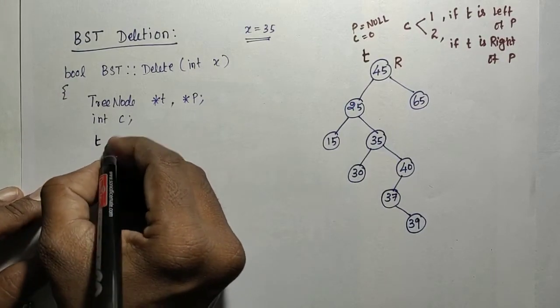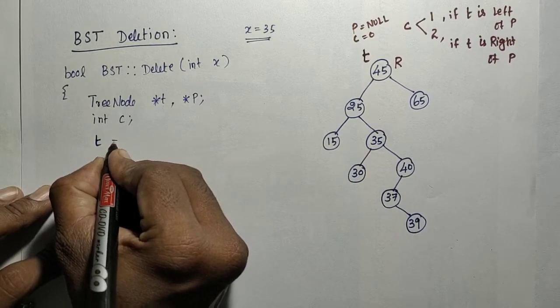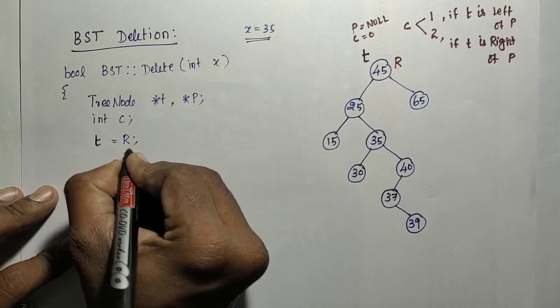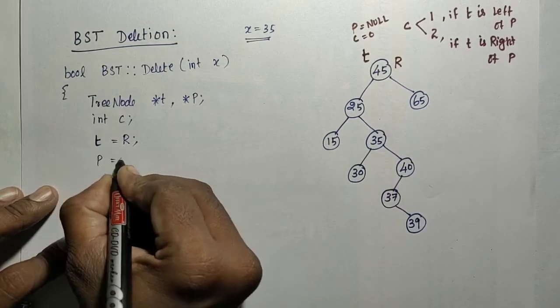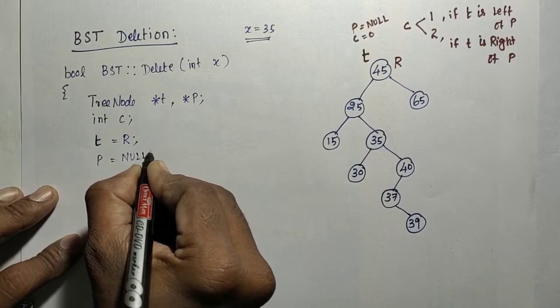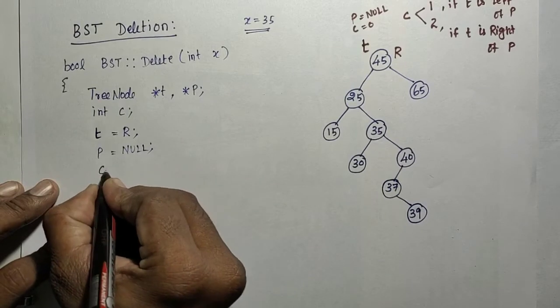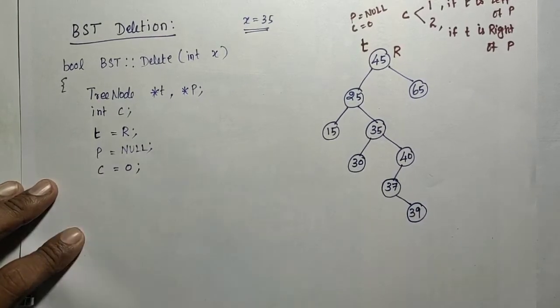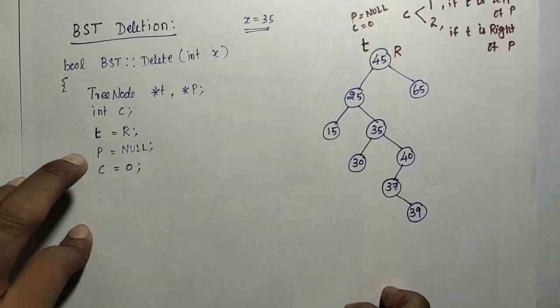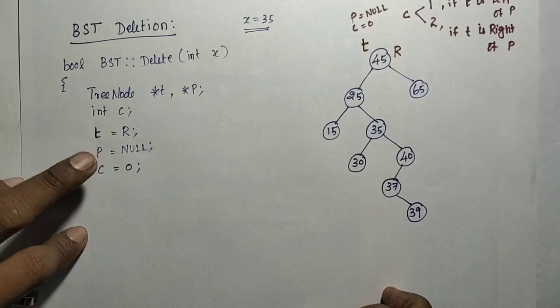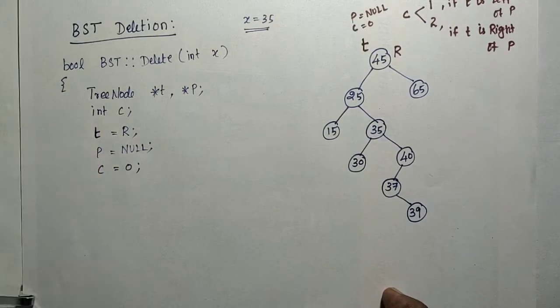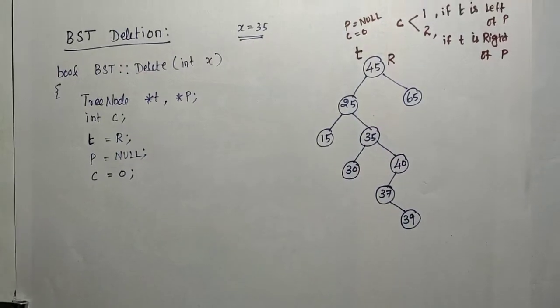T will be pointing to the null. T equal to what? Null. Sorry, a root. By the time p equal to null, there is no parent for the t. And then by the time c equal to what? 0 is an invalid c. Okay. Because t is not at all a child of what? The parent. Like that it is a meaning.